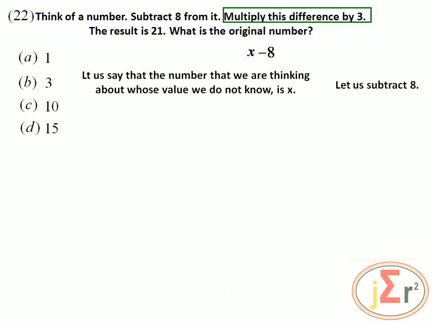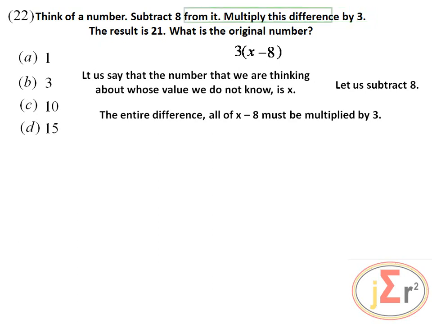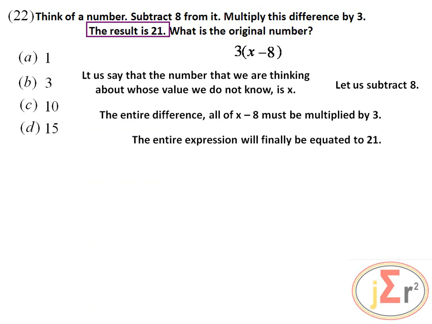Multiply this difference by 3. We need to multiply that by 3. The entire difference, all of x minus 8, must be multiplied by 3. That's it. The result is 21. The entire expression will finally be equated to 21. And that is what we have.